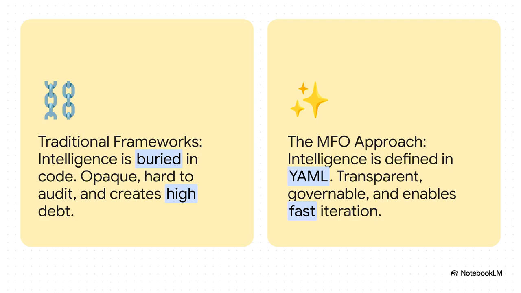So really, you have two paths you can take. On one side, you've got the traditional way. Bury all the intelligence in the code. It becomes a black box, it's slow, it's brittle. But then there's the MFO approach, which does something completely different. All that intelligence is defined in simple YAML files. Now, if you're not familiar, YAML is just a really clean, human-readable way to write configuration. It sounds like a small change, but trust me, the implications are massive. Suddenly, everything is transparent, you can actually govern it, and making changes is fast.